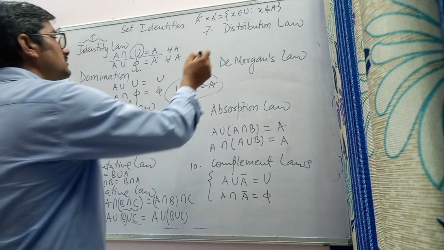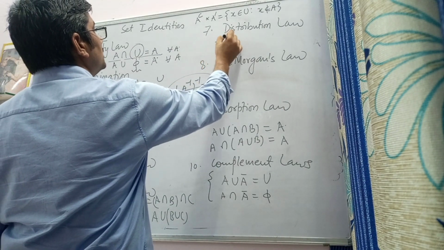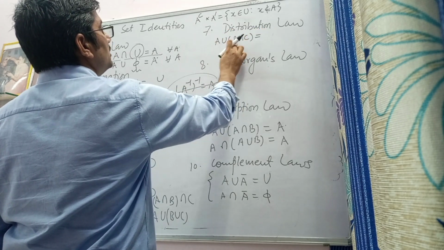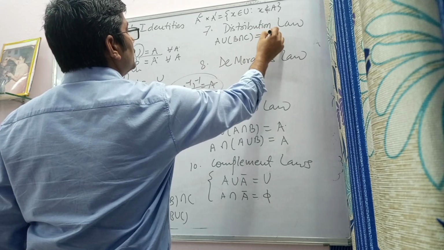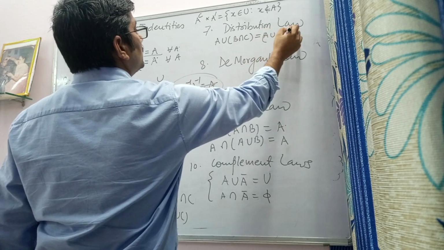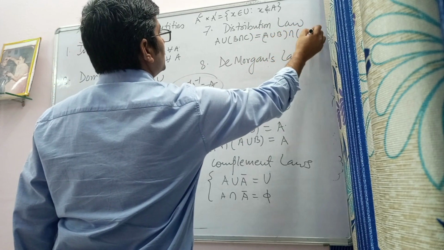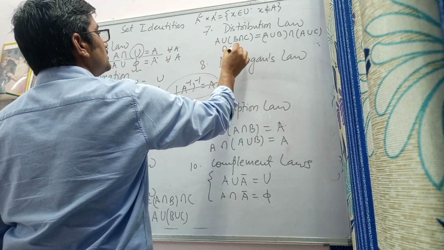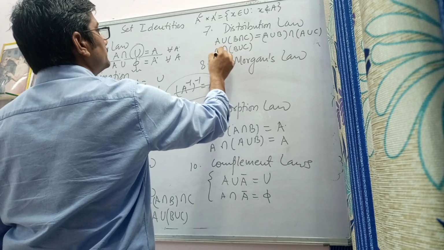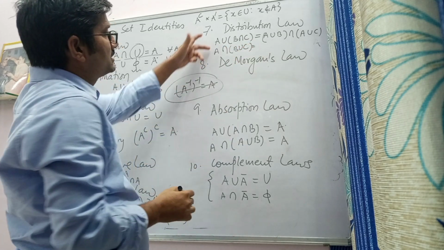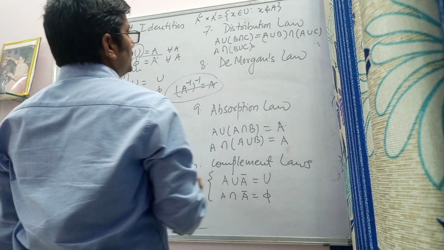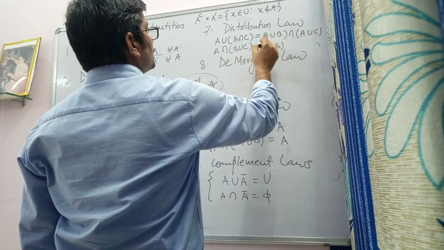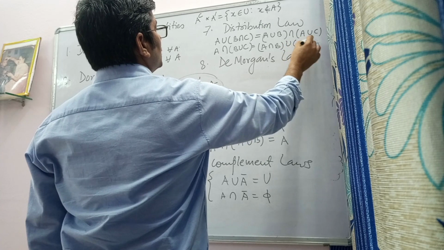Distributive law. The union is always distributive over intersection. So A will distribute over B: A union B intersection A union C. And similarly, the intersection is also distributive over union: A intersection B union A intersection C. You can prove these results with the help of Venn diagrams also.